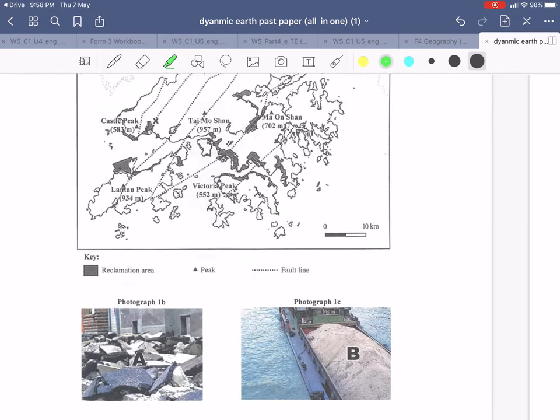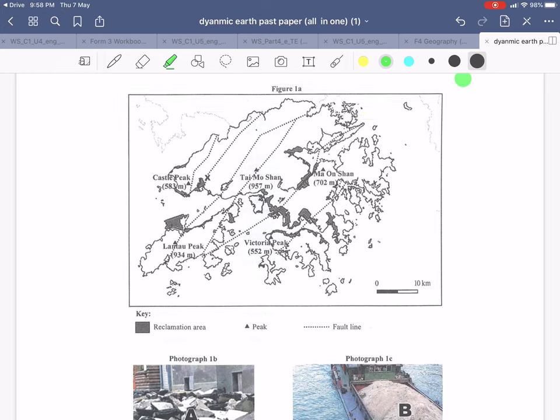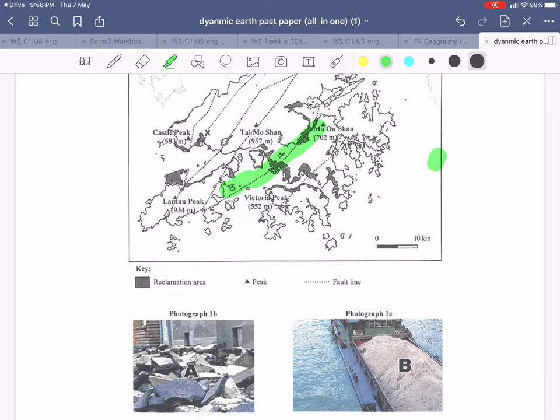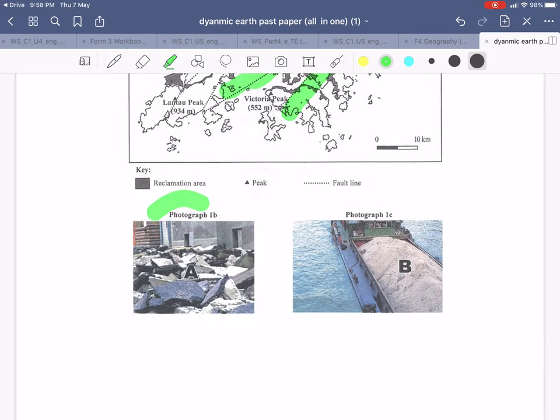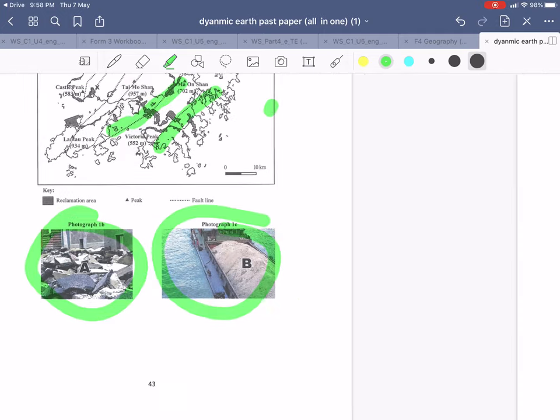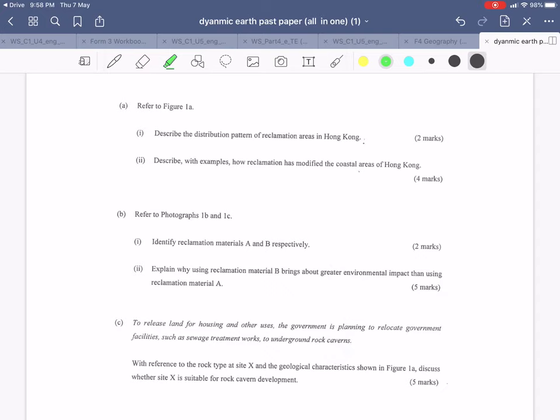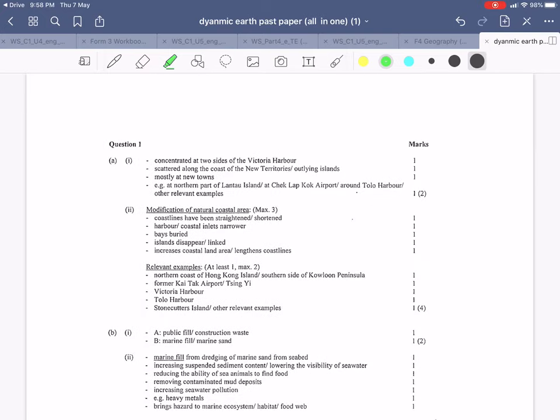How about number 3? And then you can see this one is faulting. You can see this one, no need to think, it must be faulting. This one is a public field, and this one is a marine field. What should you tell? And you have to list out. Let's go to the answer.